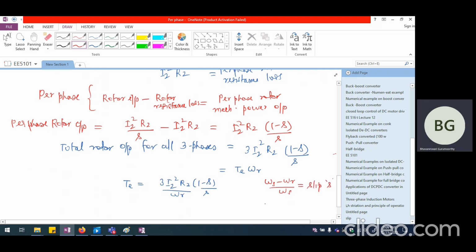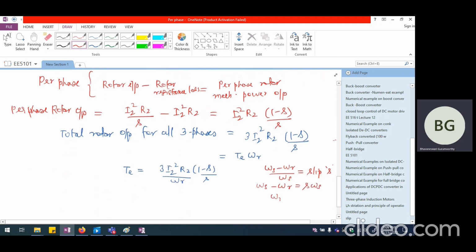This is what is slip. So I should be able to write this as omega s minus omega r equal to s times omega s. Or I can say omega r is equal to 1 minus s times omega s. So let me substitute that from here.